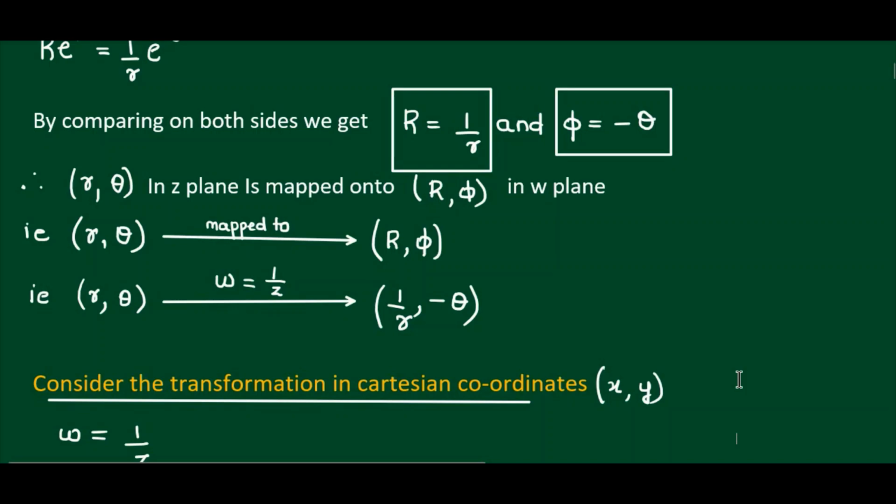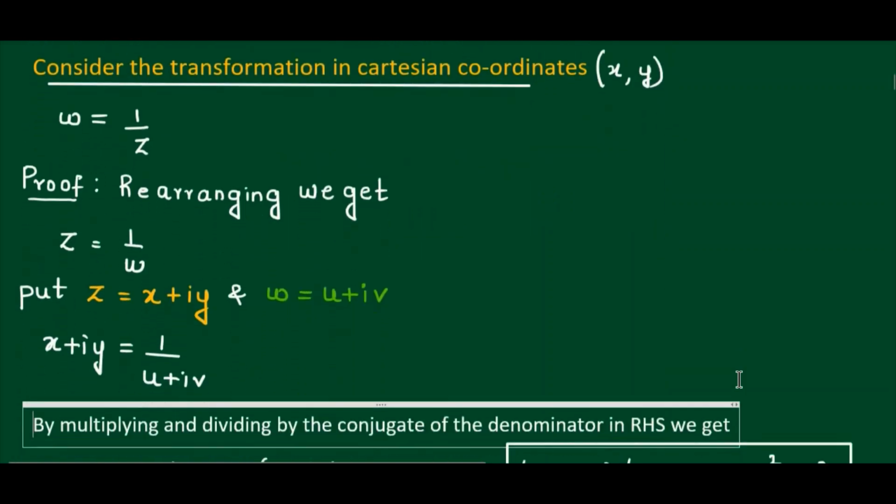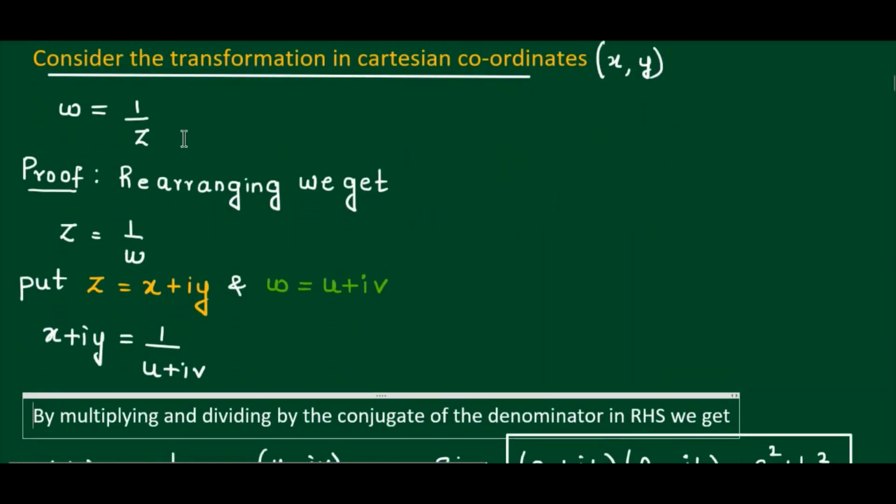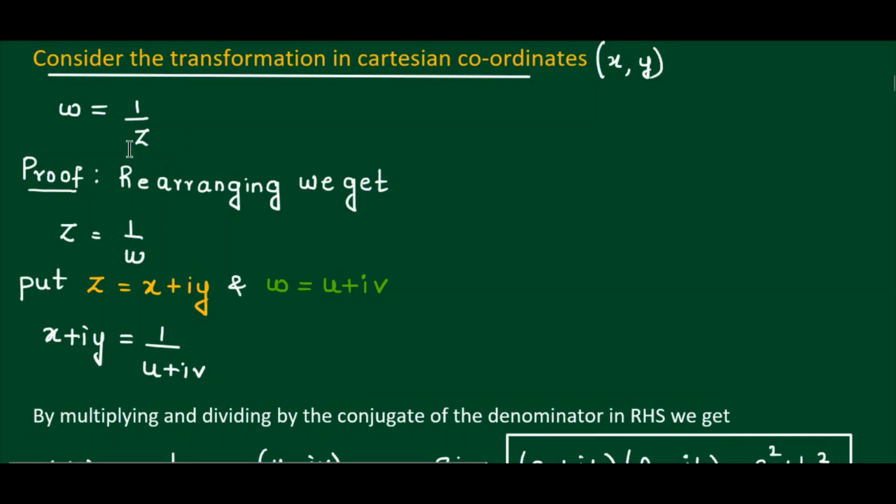Now, consider the same transformation in Cartesian coordinates x, y. So, W equal to 1 by Z. Before substituting W and Z in this equation, you know W is nothing but u plus iv and also you know Z is x plus iy. If you substitute both in this equation, then things become complicated. That is the reason we are going to rearrange the equation first and then substitute. So, Z is equal to 1 by W and then substitute Z and W in this equation.